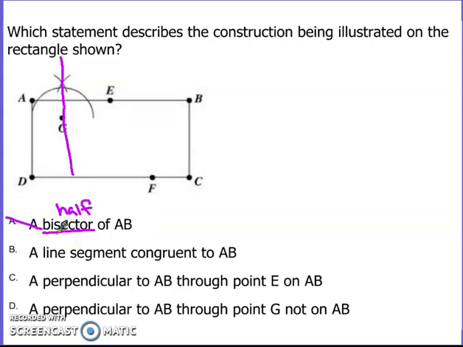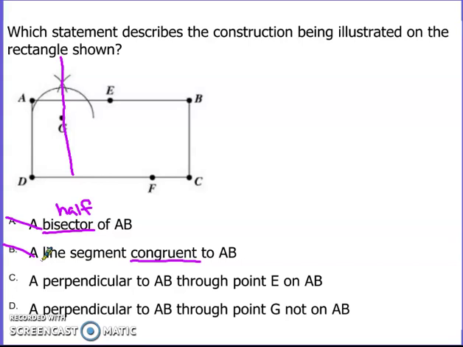Letter B says a line segment congruent to AB. Well, if I connect from that line to G, we don't know how long it's going to be. If it stops at letter G, it is no longer congruent, so B does not work. So between C and D, we know it's a perpendicular line through A and B, but now we need to decide, is it through point G or through point E?